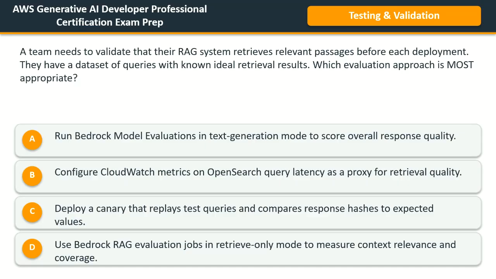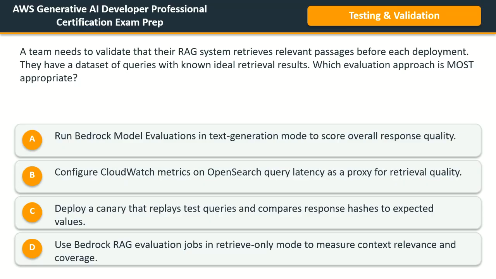This question is extremely precise. The team wants to validate retrieval, not generation, and they already have known ideal retrieval results. That immediately tells you two things. End-to-end response quality is not enough, and you must isolate the retrieval layer. This is exactly what retrieve-only mode in Bedrock RAG evaluations is designed for.